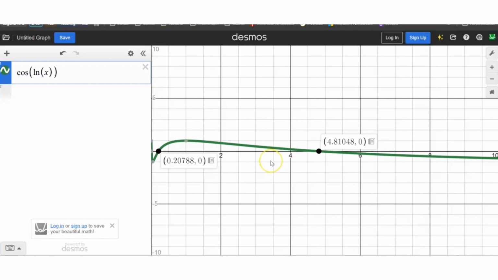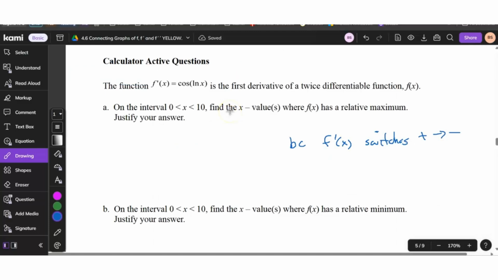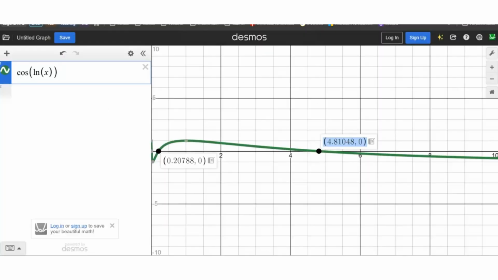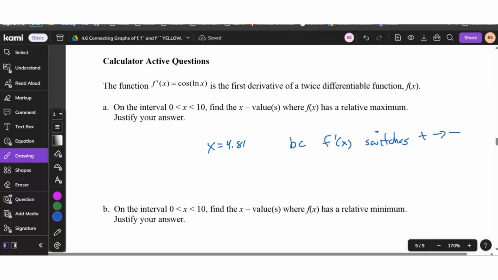At 4.81048. Yeah, this one, right? This is the one that's going to go from positive to negative. So this one is going to be our maximum. All right? So we can say that it happens at x equals 4.810. Because the College Board usually does 3 decimals, so we should try to get in that habit. If you're going to write the test, they usually do 3.